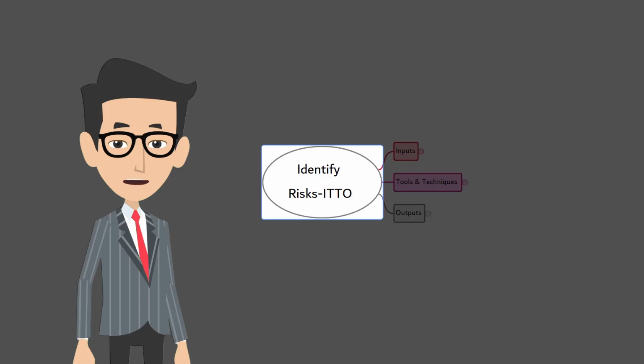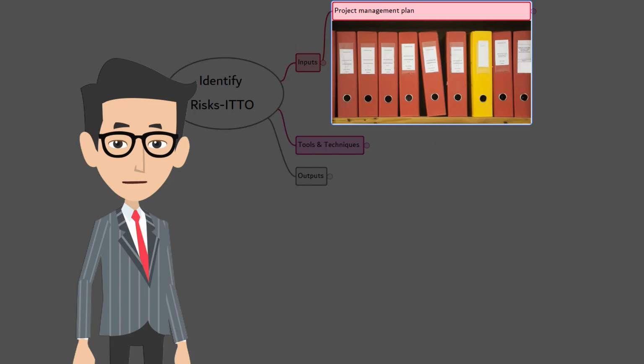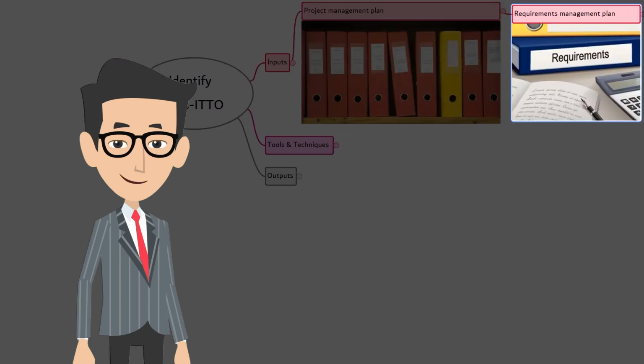Let's look at the ITTOs. Let's start with the inputs. First, project management plan. There are 9 components of the project management plan that are used as input during identify risk. Let's look at them one by one.